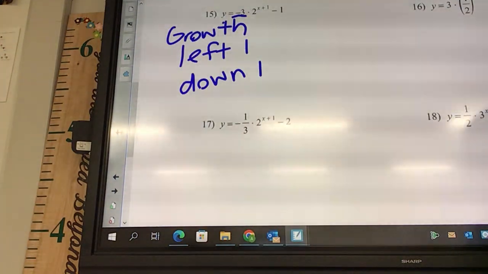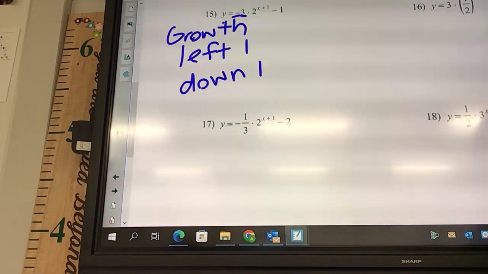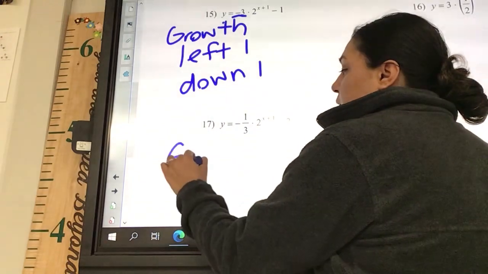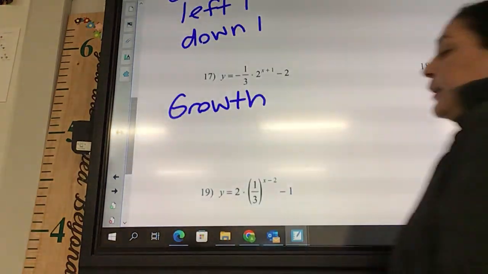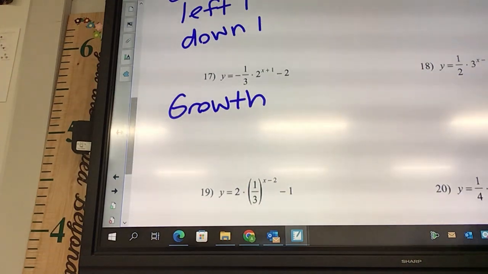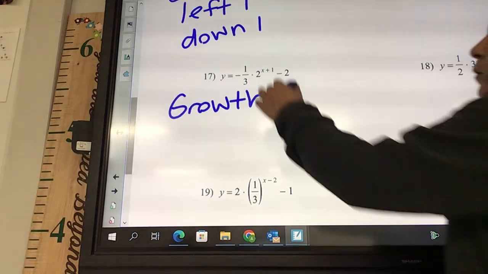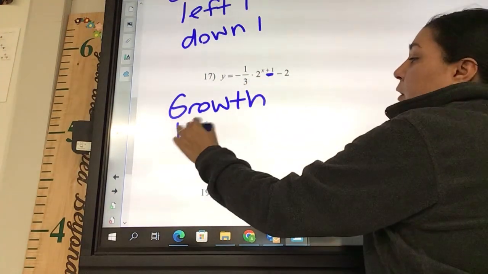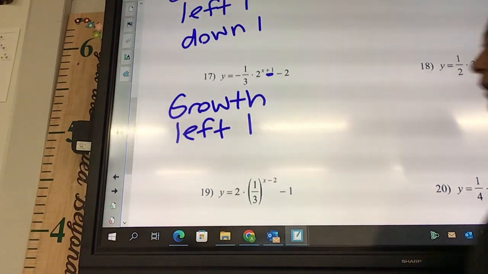So look at 17. Is that growth or decay? Growth. Which number should you be looking at? The 2. Good. Okay, so it's going to be growth. And then what? Left. We're going left 1. And then what? Down 2.